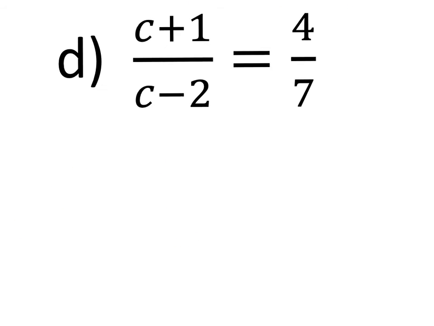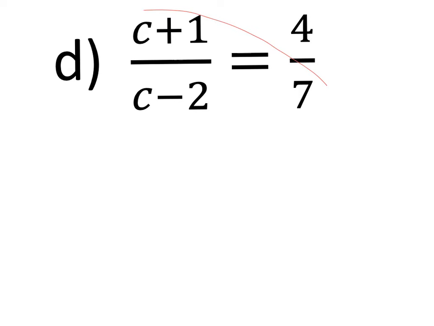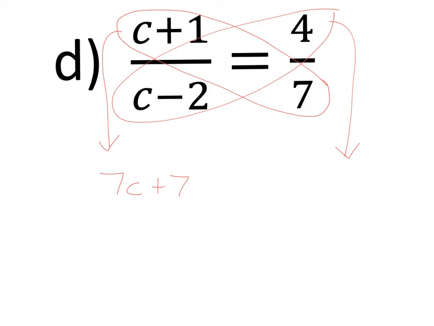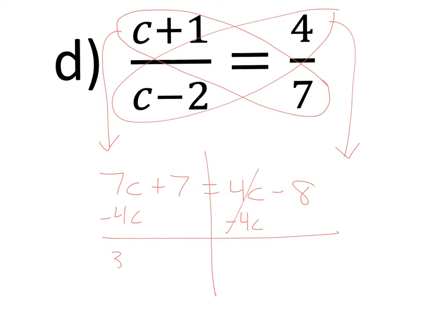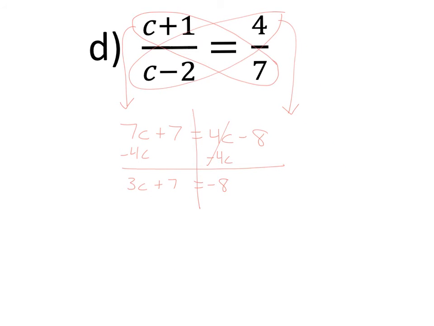All right, so for D here, we should cross multiply. So we're going to multiply both the c plus 1 by 7. So I'm going to get 7c plus 7. I'm going to multiply that c minus 2 times the 4, and I'm going to get 4c minus 8. Now I'm going to isolate for c. So I'm going to subtract the 4c over. Now you could have done something different here and still get the same answer. So I have 3c plus 7 equals negative 8. Subtract the 7 over. So 3c equals negative 15. And then divide by 3. So c equals negative 5.